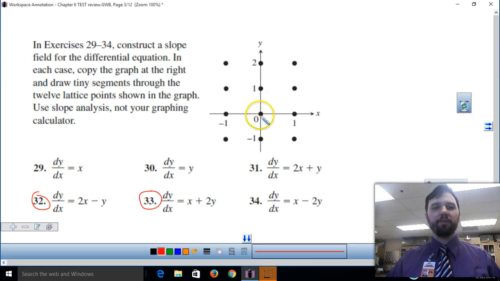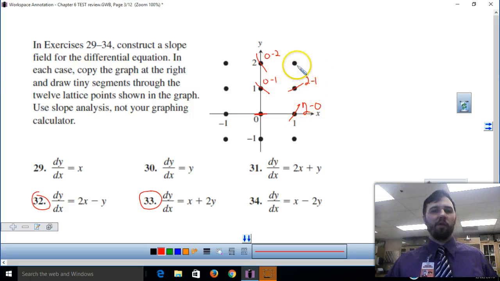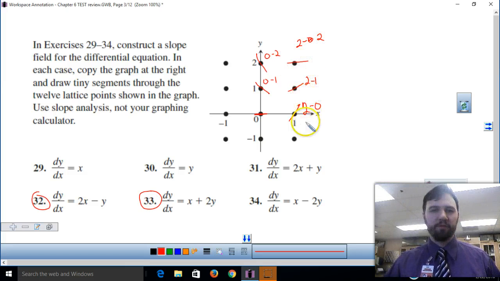So when you plug in 0, 0, you get 0 minus 0, which is a straight line. Plug in 0, 1, you get 0 minus 1, which is negative 1. 0, 2, you get 0 minus 2, which is negative 2. 1, 0, you get 2 minus 0, because when you plug it into that, it's positive 2. 1, 1, you get 2 minus 1, which is 1. 1, 2, you get 2 minus 2, which is 0.